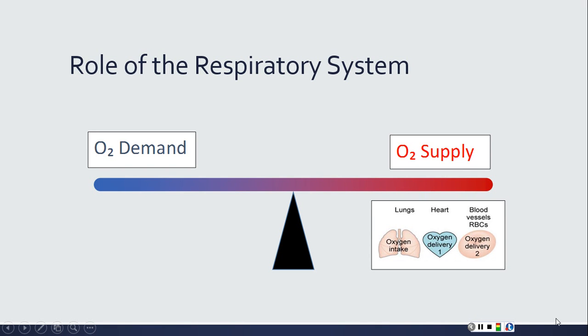All right, so the role of the respiratory system, well, we're basically trying to, it's a supply and demand kind of thing, okay? We want the supply to meet the demand. What increases the body's demand for oxygen? Okay, CO2. CO2 content is going to make the body, through the central nervous system, increase respiratory rates.